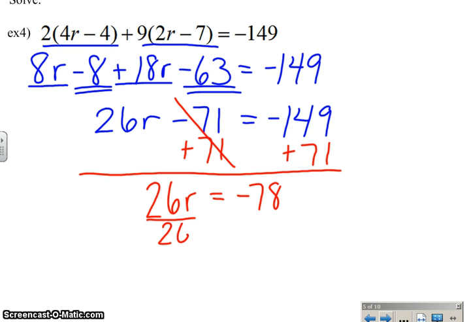Divide both sides by the 26. Again, always being mindful of your signs. We have a negative 78 divided by a positive 26, and that's going to give us a negative 3. Feel free to check your answers if at any time you feel that you could have possibly made an error. These are nice and easy for you to check yourself.